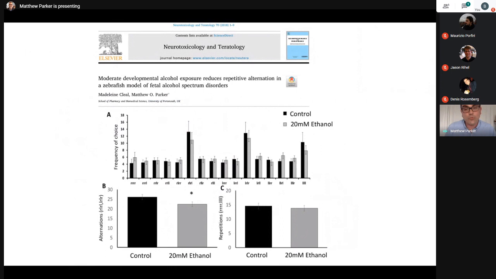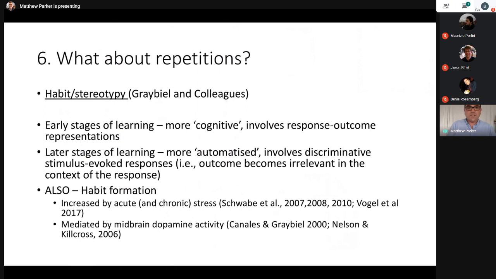Now, I've mentioned this a few times, so for the last couple of minutes of this talk, I just want to mention repetitions, because I have been mentioning it quite a lot, and I just want to finish with some repetitions, because this is something that I'm really getting quite interested in. So just to give some background, this idea of repetitive behavior really stems from work on habit formation and stereotypic responding. So this idea of repetitive behaviors that people do over and over again. And this is based mainly on a lot of early work by Ann Graybiel at MIT and colleagues, but also various other people over the years. The early stages of learning, as we know, when we first learn about a stimulus, tend to be a lot more cognitive and actually involve response outcome learning. So learning about the relationship and representations of the relationship between the response that you're making and the outcome.